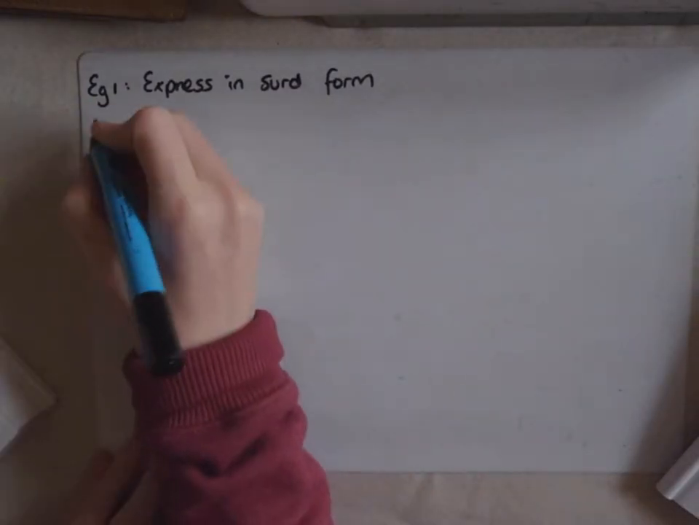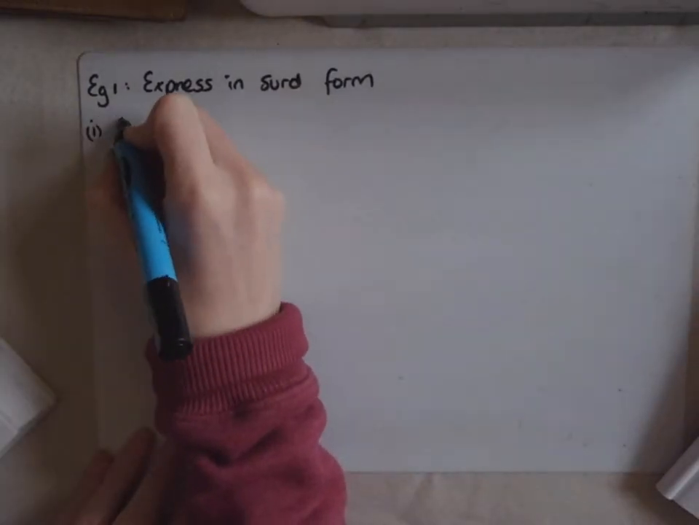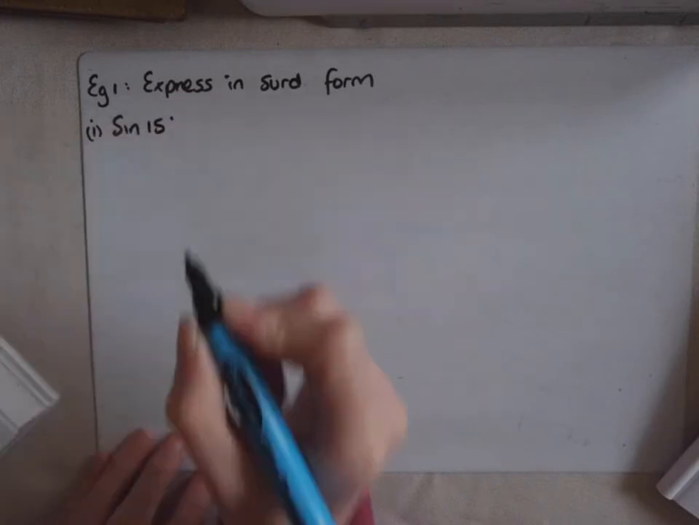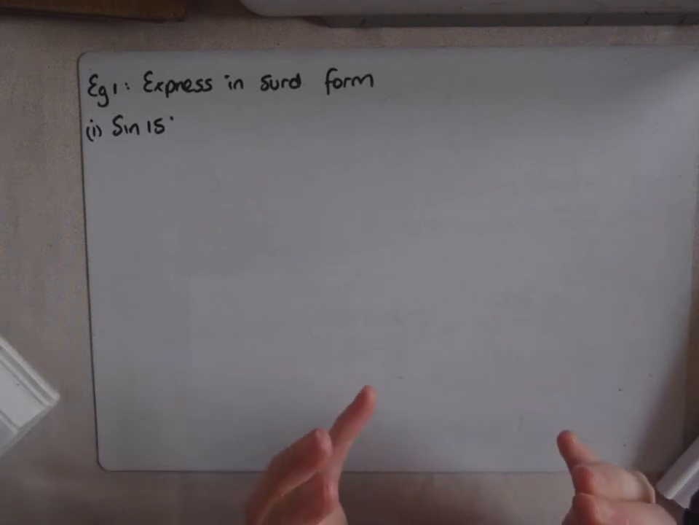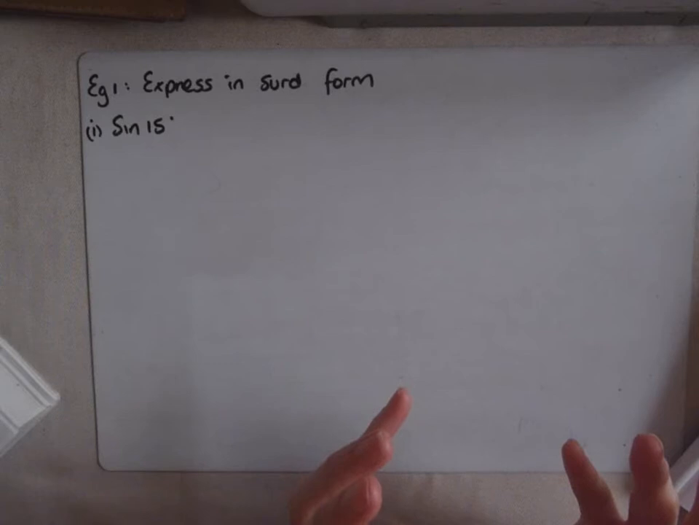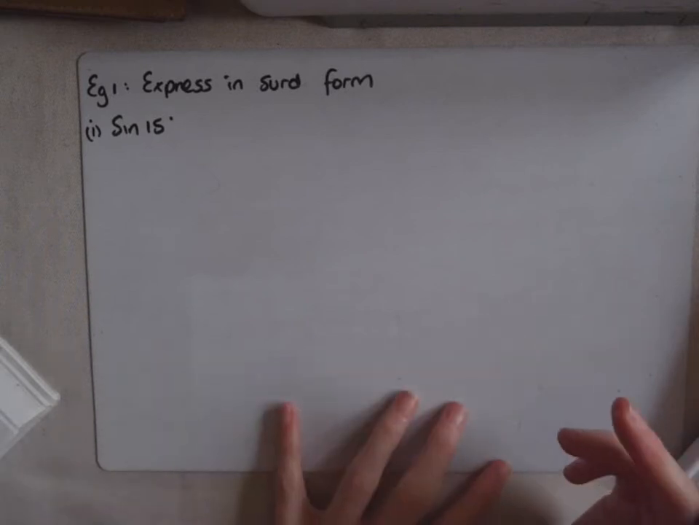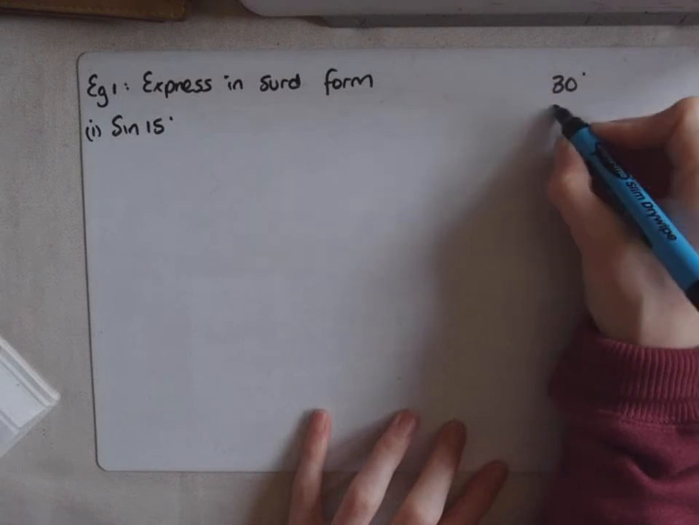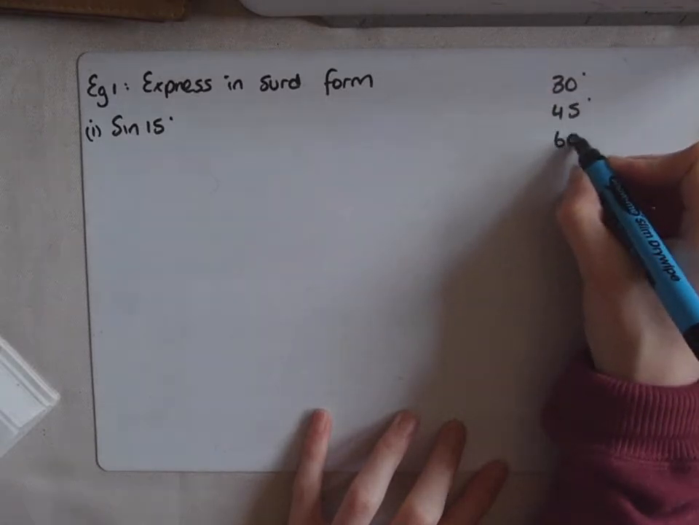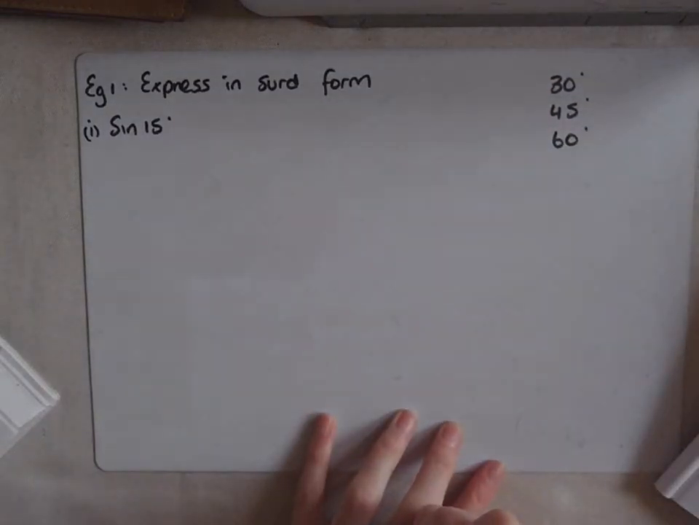Okay, express in surd form: sine of 15 degrees. Now if they really wanted to be particular about this, they'd say without using a calculator. So what we have to use is sine of two angles. And generally, the angles we're used to are 30, 45 and 60. Do you remember we did these in Trig 1?